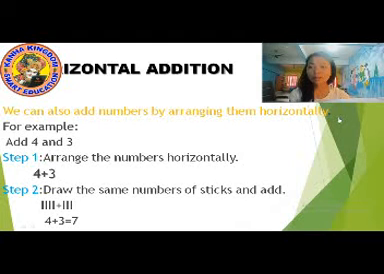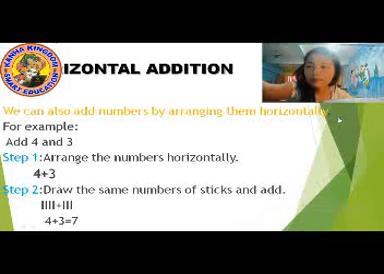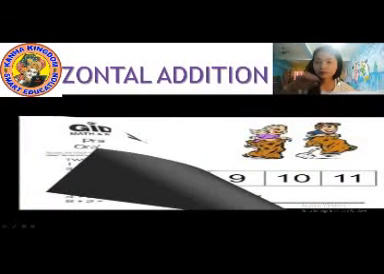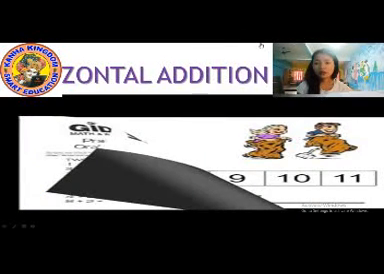Step 2. Draw the same number of sticks and count the sticks. How much in all? 1, 2, 3, 4, 5, 6, 7. That means 7. It means 4 plus 3 is equal to 7. Okay, student? Now, we are going to see one video clip of horizontal addition.